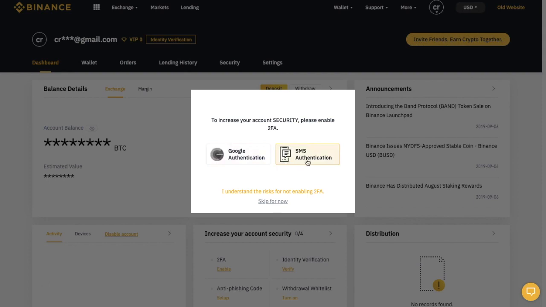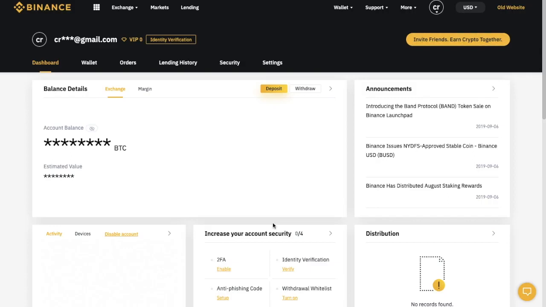The reason why you need to do that is that exchanges are far more likely to get hacked because they have a lot of assets held on them. So what you want to do is just give yourself that extra level of security. Now this is just a test account for me today, so all I'm going to do is simply click on to skip for now.